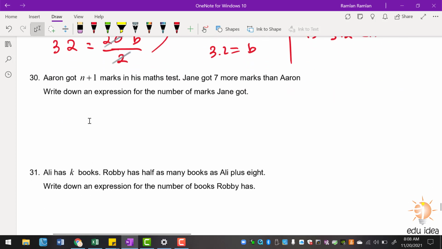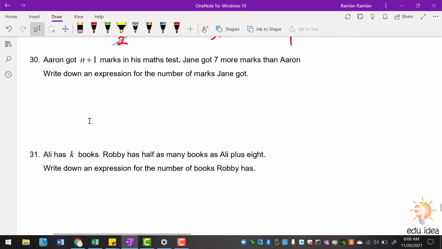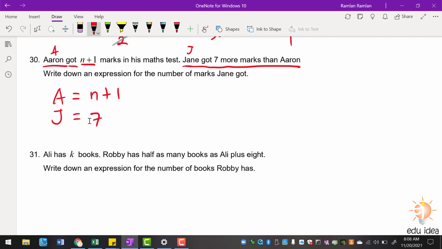Okay, next question. Aaron got n plus 1 marks in his math test. So I can write this first sentence as A equals n plus 1. Aaron equals n plus 1 marks in his math test. Okay. Jane got 7 more marks than Aaron. Right. So let's denote Jane by J. Right. This is A and this is J. Got 7 more. More means added. Right. Than Aaron. Okay. Write down the expression for the number of marks of Jane.